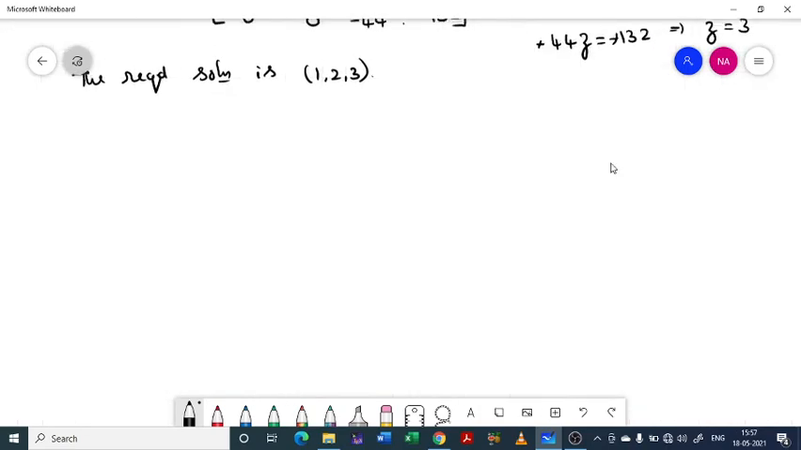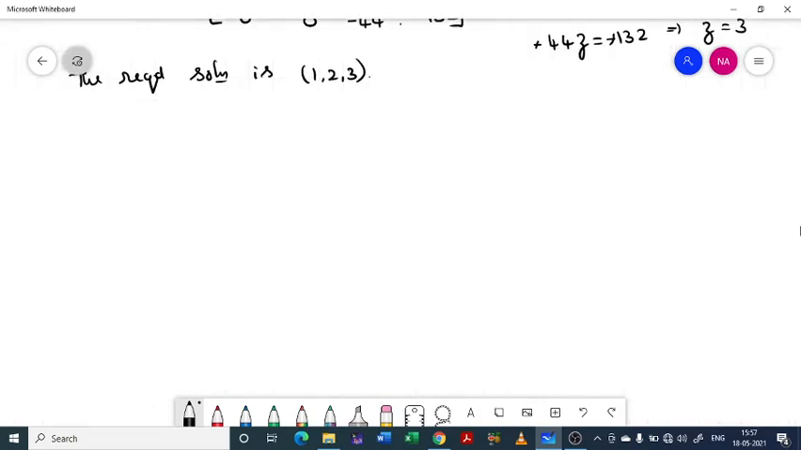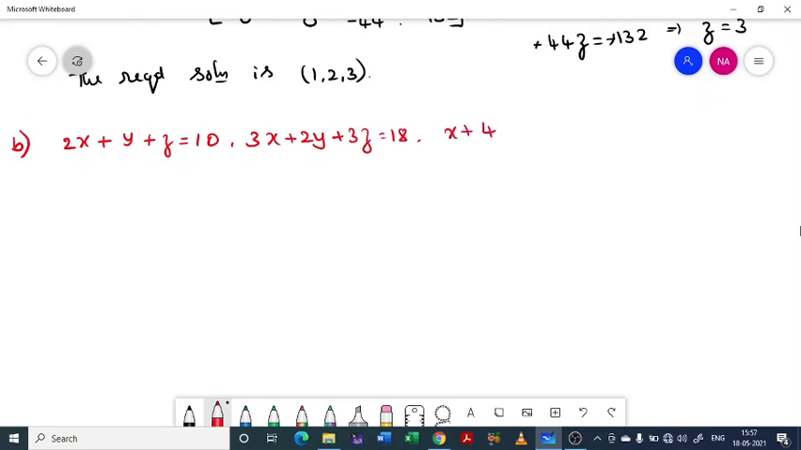So similarly we can proceed for the next system of equations. The thing is, you have to carefully reduce the non-diagonal entries to 0. That is most important. So second system, set of equations: 2x plus y plus z equal to 10, 3x plus 2y plus 3z equal to 18, x plus 4y plus 9z equal to 16. So this is the second set of equations we need to consider to find the solution.